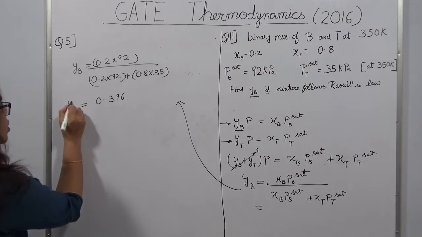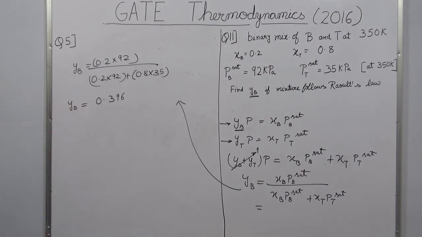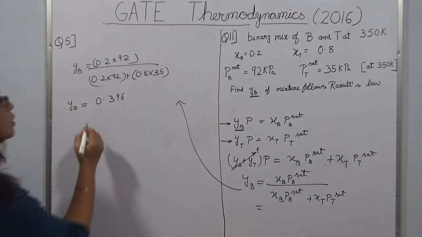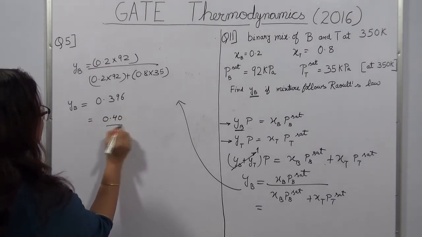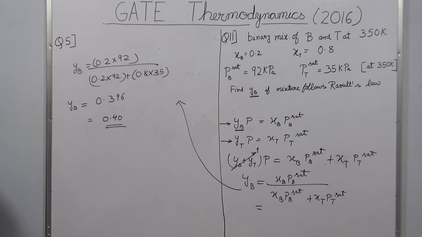0.396. In the question they have asked you to report this up to 2 decimal places. So round it off to 2 decimal places. You can write it as 0.40. Okay, so that's the answer.